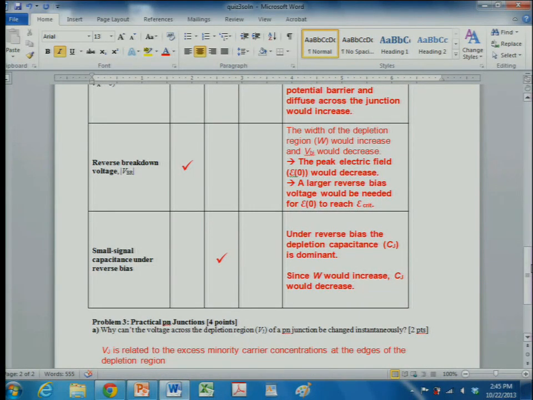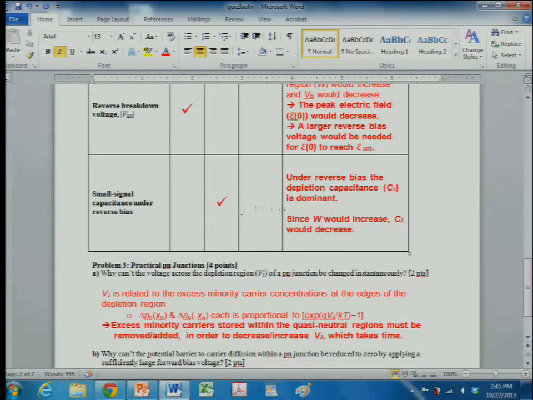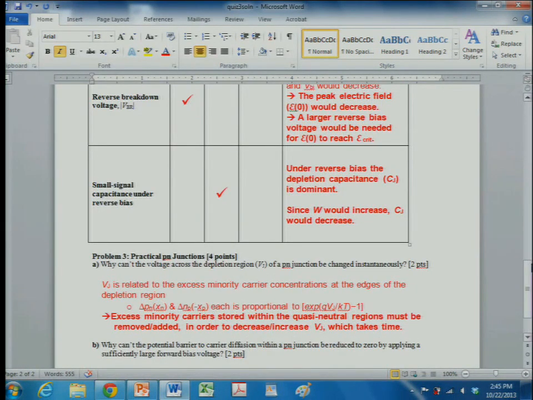Okay, for small signal capacitance, basically you had 2 parts. Under reverse bias, the dominant component of capacitance is depletion capacitance, not the diffusion capacitance. And the depletion capacitance depends on the width of the depletion region, which increases, so therefore the junction capacitance and therefore the small signal capacitance decreases. Now if you check the wrong box, but you have an explanation that explains that answer, then you would definitely get some partial credit, right? What I'm looking for is some reasonable, consistent explanation for your answer.